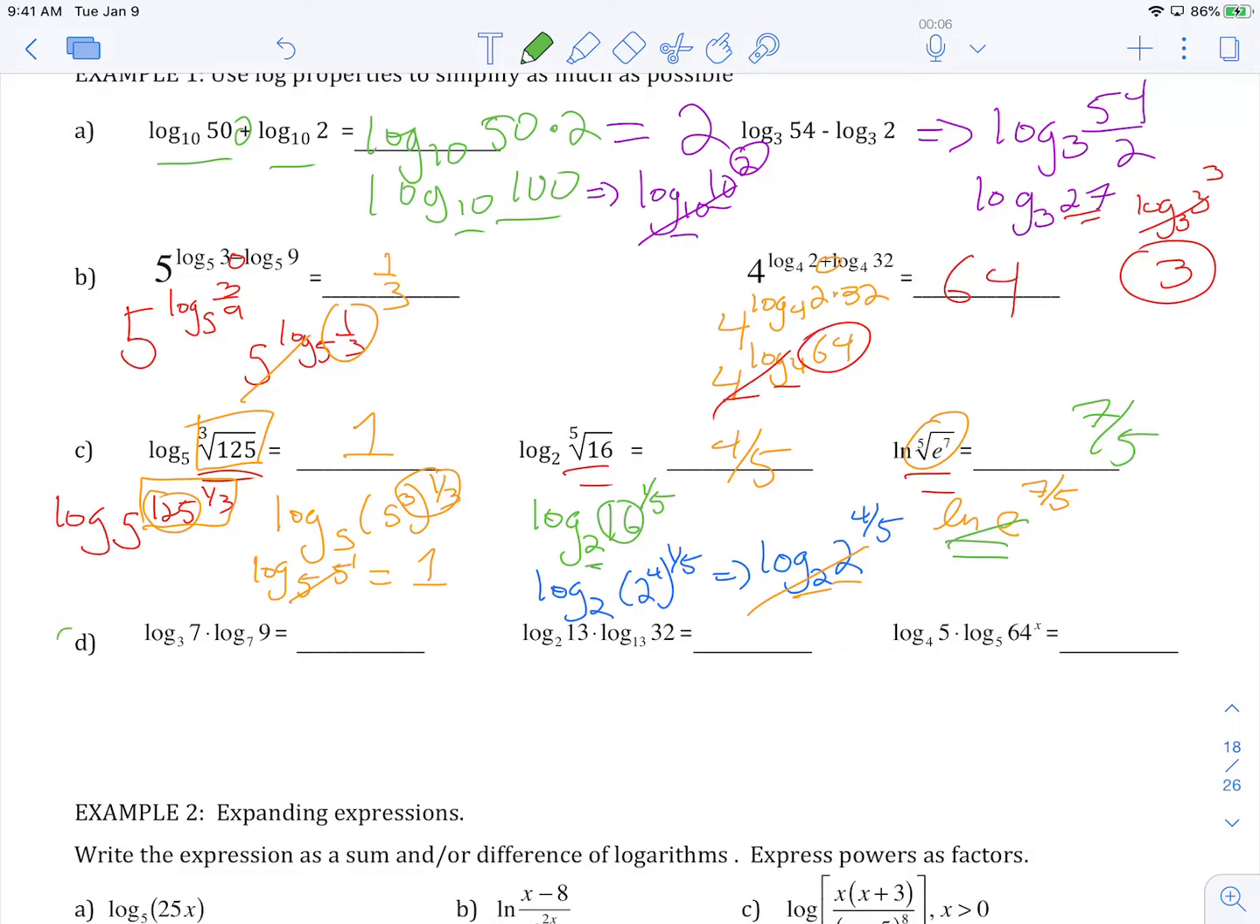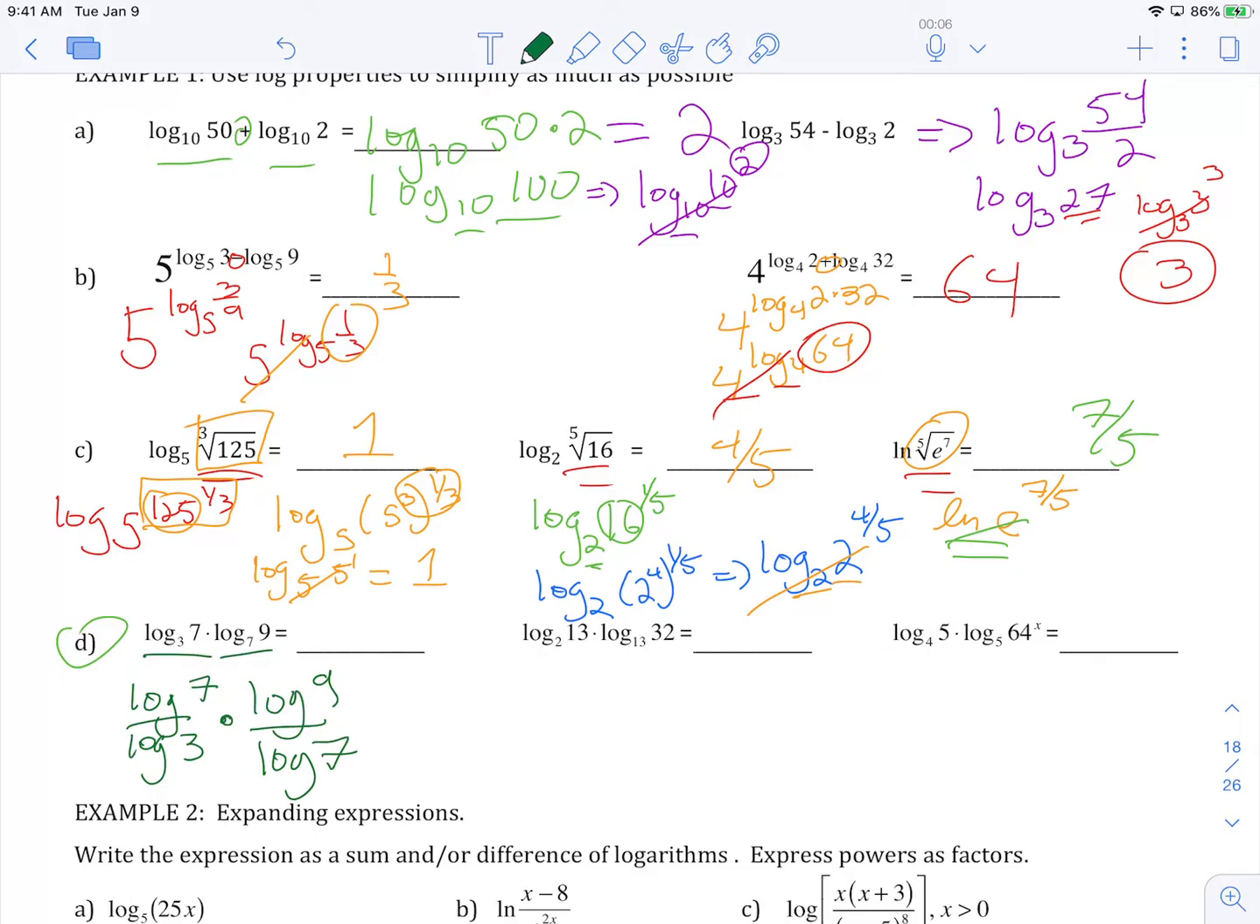All right, I love these problems here. These are nice challenge problems. So we're going to be using the change of base formula, but in a kind of different way. All right, so we're multiplying 2 different logs, and what they're asking us to do is to rewrite this using the change of base formula. So now we're going to have common log of 7 over log of 3 times log of 9 over log of 7.